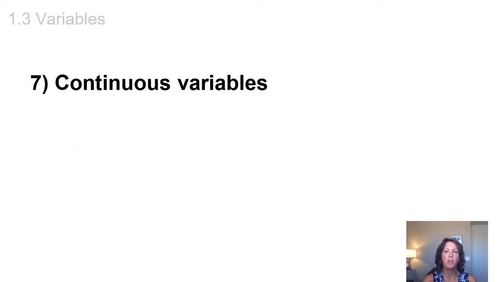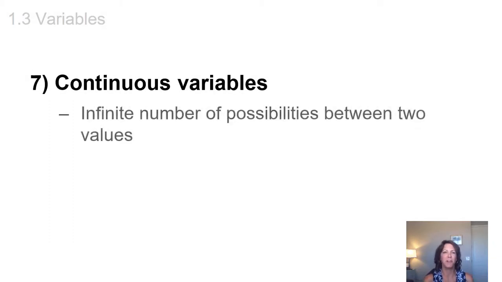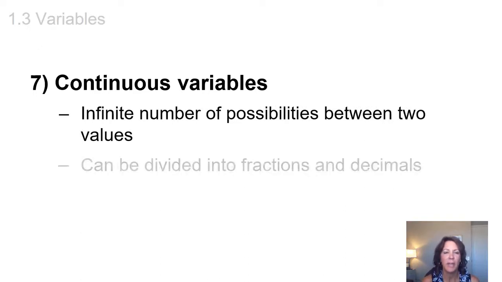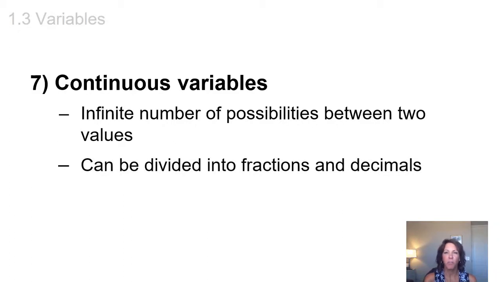And the last type of variable we're going to talk about is a continuous variable. This is a very important variable. This has an infinite number of possibilities between any two values. So you can count on and on. It can be divided into fractions and decimals. So let's think of what might be examples of this. You could have the number of calories you've ingested in a day.